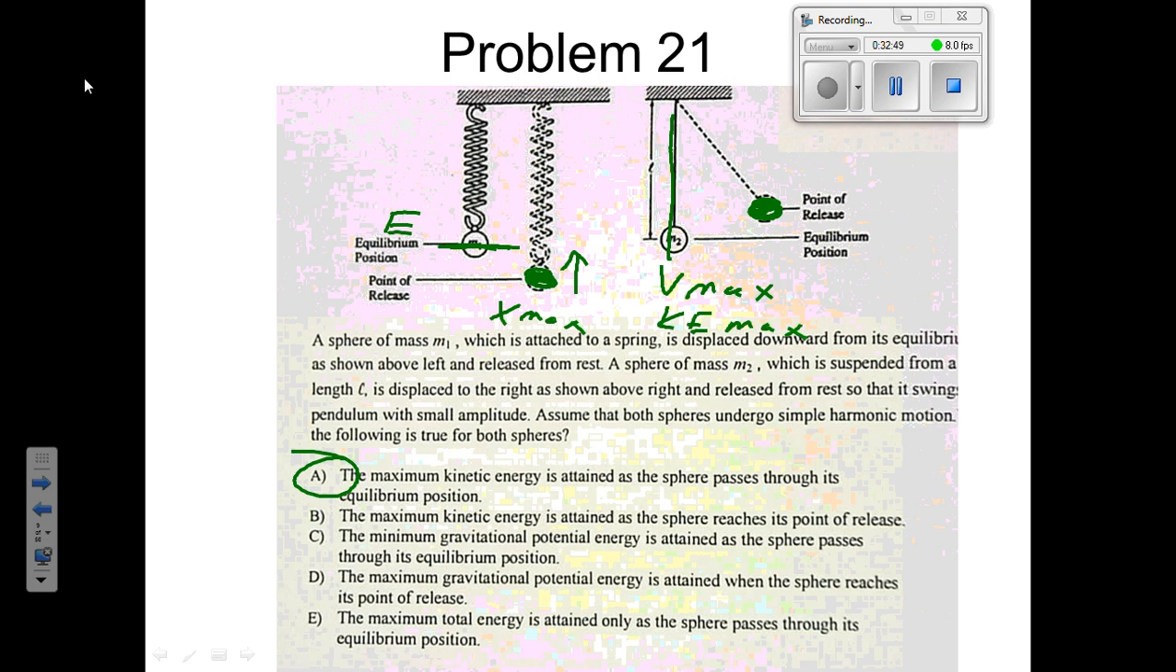A is the answer. If you go through those others and you look at them point by point, none of the others are completely true. A is the only one that's true. At equilibrium, the velocity of any simple harmonic motion oscillator is going to be at a maximum at equilibrium. That's it.